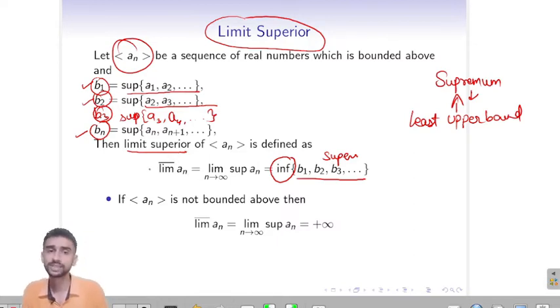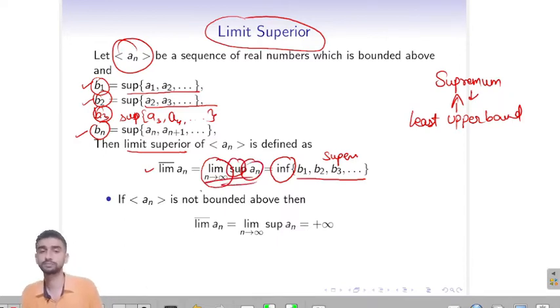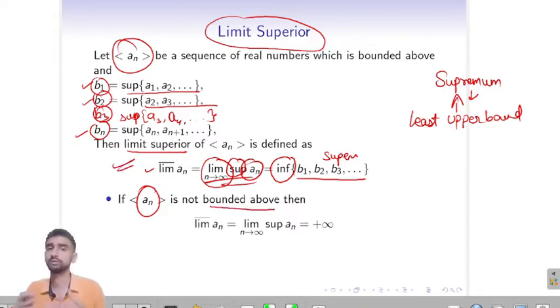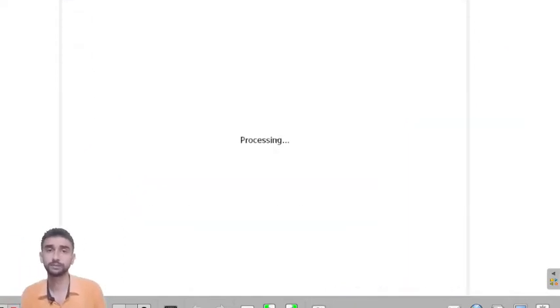This is represented by this limit and then a bar above the limit term. This can also be represented as limit n tends to infinity supremum of a_n. Both of these are the symbolization. Now if the sequence is bounded above, then we will talk about its LimSup. But if a sequence is not bounded above, we will say its LimSup is plus infinity. This tends to plus infinity.